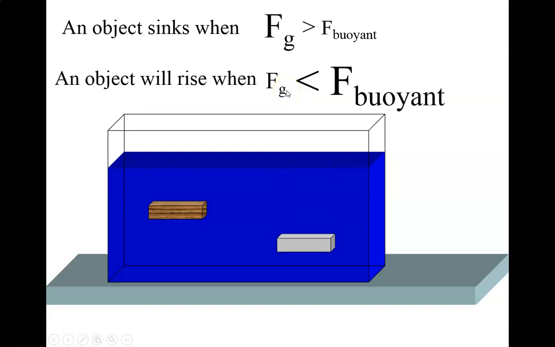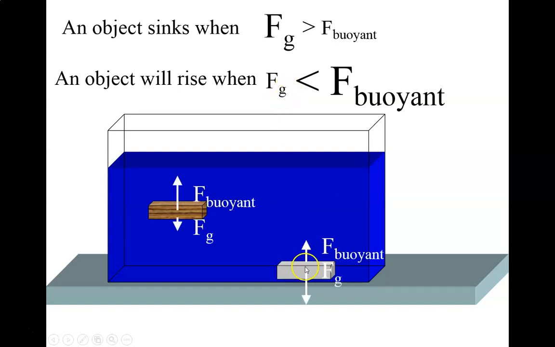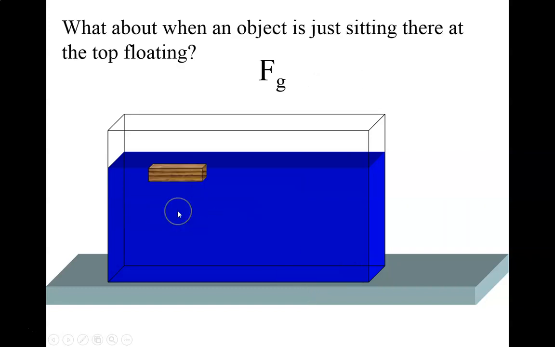So here gravity is greater, and here with this wood, the buoyant force is greater, and the buoyant force is going to cause the wood to float.